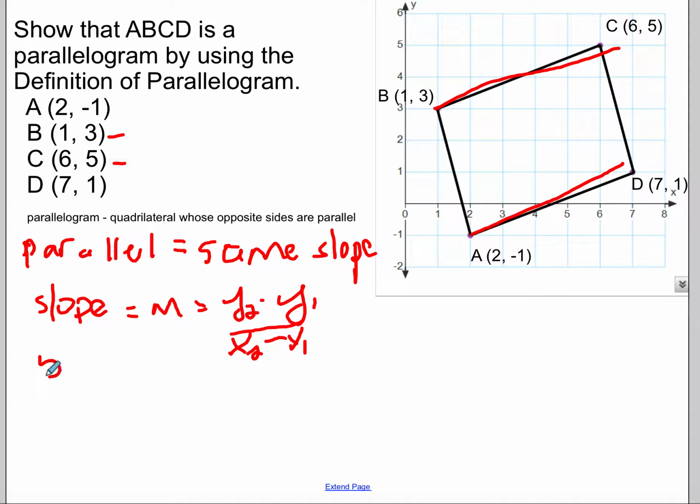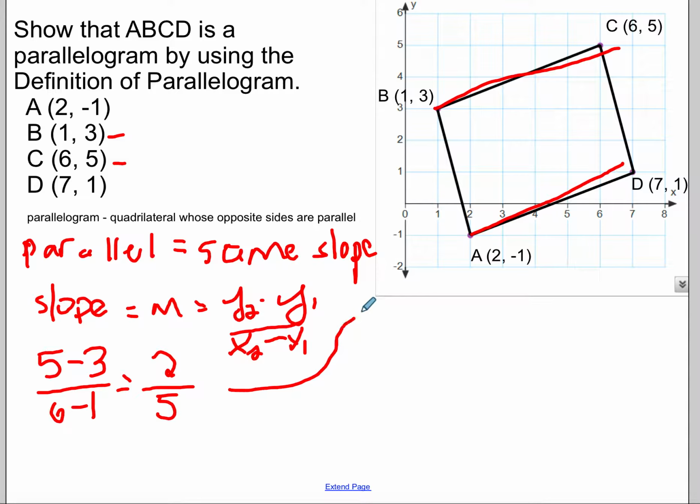Y2 is 5. Y1 is 3. So I need to do y2 minus y1, which is 5 minus 3. X2 is 6. X1 is 1. So x2 minus x1 is going to be 6 minus 1. So what we have here is 5 minus 3, which is 2, over 6 minus 1, which is 5. So the slope of this line BC is 2 over 5.